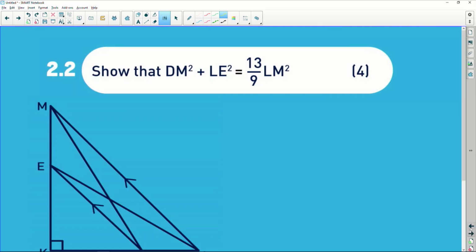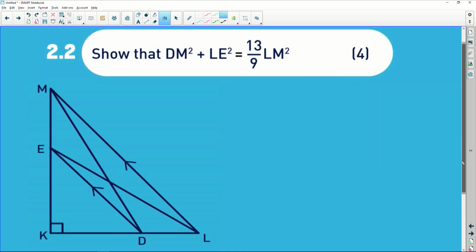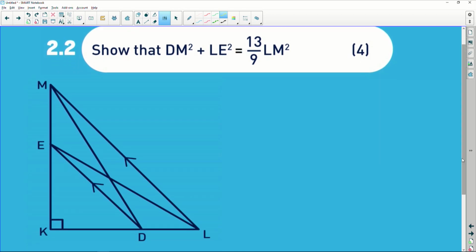So let's go to the follow-up question of this. What do we know already in this diagram? Well, the follow-up question is asking us to find a very interesting relationship here. Show that DM squared plus LE squared is 13 over 9 LM squared. Okay, cool. According to this question, I'm going to put back what we already know. We know that this is 2y. We know that this is y.